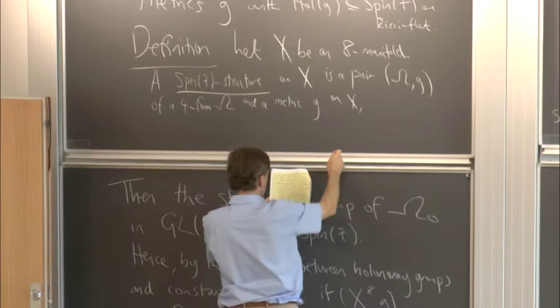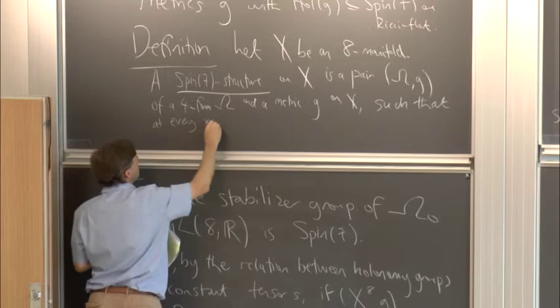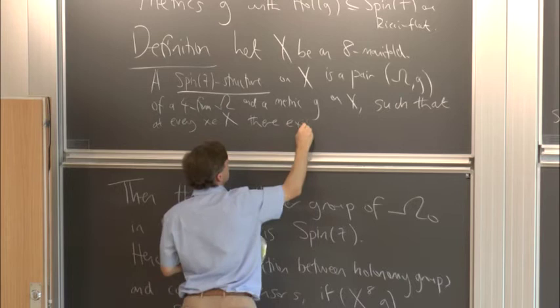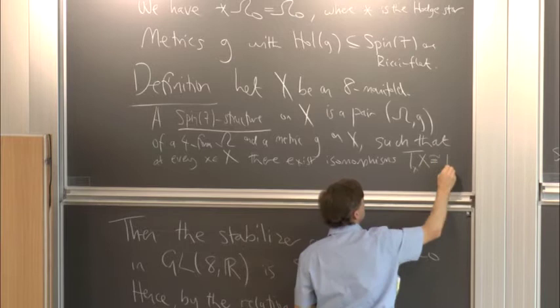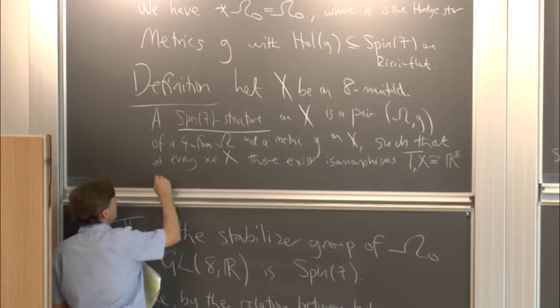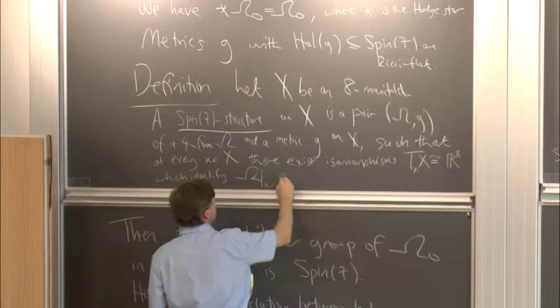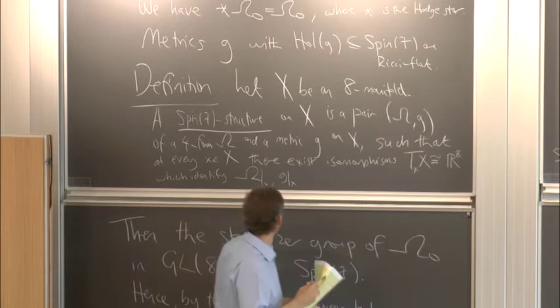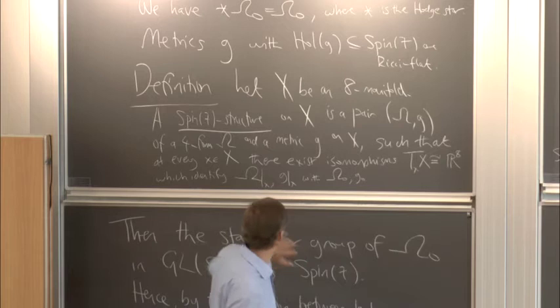Such that at every point little x in big X, there exist isomorphisms from the tangent space T little x of big X to the standard vector space R to the 8, which identify the 4 form omega at x and the metric g at x on T x of big X with the standard versions omega 0 and g 0, where g 0 is the standard Euclidean metric on R to the 8.